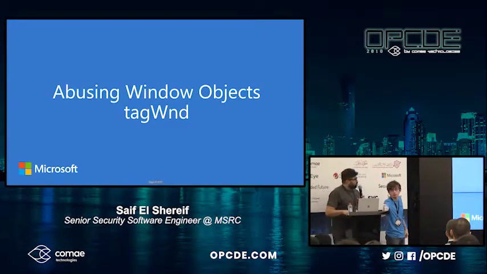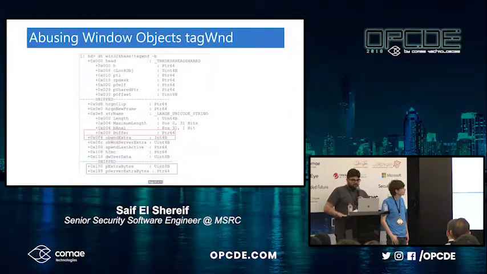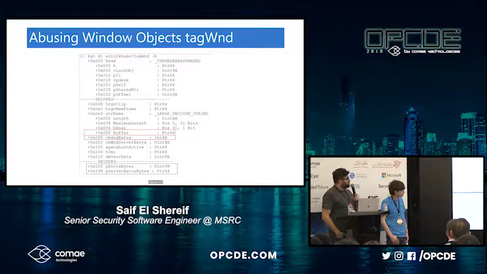So we're going to start with the oldest one and the most common one that was used before, which was the tagWND structure. If we look at the tagWND structure in memory, you'll notice that it has specific interesting members that I highlighted. The cbWndExtra member is the number of extra bytes that is allocated to the window. So if you're able to corrupt that, you're probably getting relative read and write.